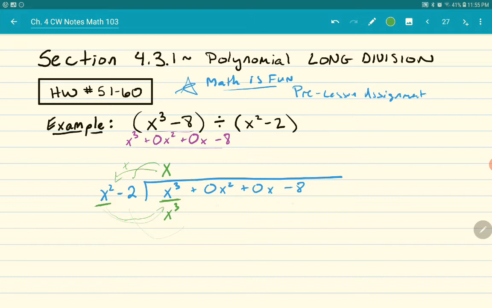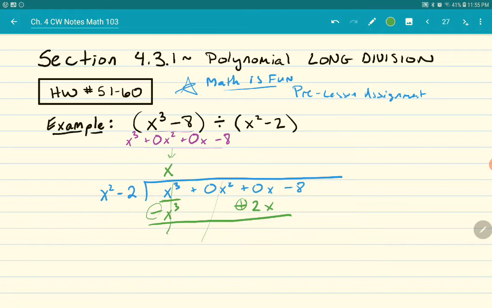So it's not an x squared, it's not a constant, it's an x. So, I'm sorry, it's going to be an x. So negative 2x. So when I multiply that x by x squared minus 2, I got x cubed minus 2x. And then I want to subtract that whole line, so draw the line and change the signs. And I get the x cubed terms will go away, and that first term should always go away. By design, that's how I picked that piece right there. And if it doesn't go away, that means I made a mistake.